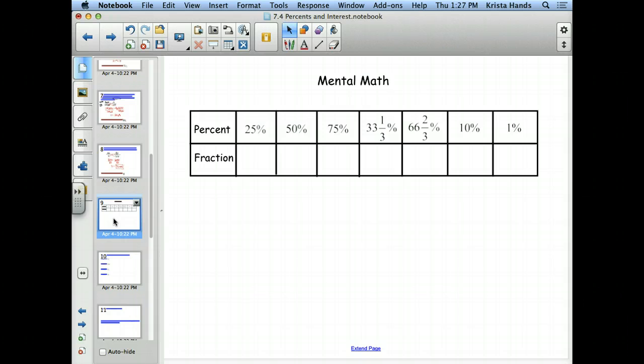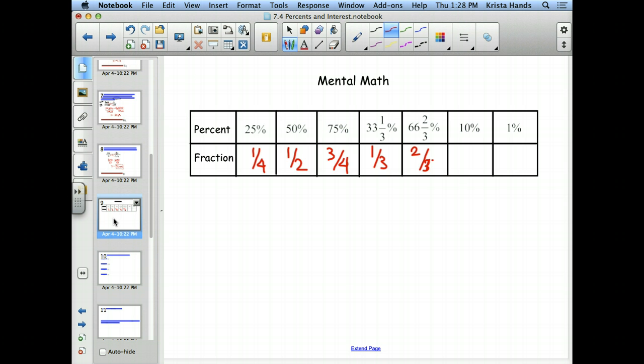So what is 25% as a fraction? As a decimal it would be 0.25. As a fraction it would be 1/4, right? How about 50%? 1/2. 75%? 3/4. 33 and 1/3%? 1/3. 66 and 2/3%? That's 2/3. Whoops, that's a 3. What is 10%? That is 1/10. And 1%? 1/100.